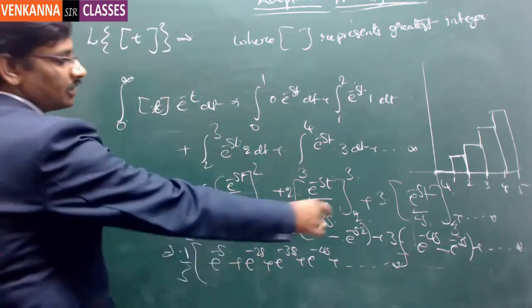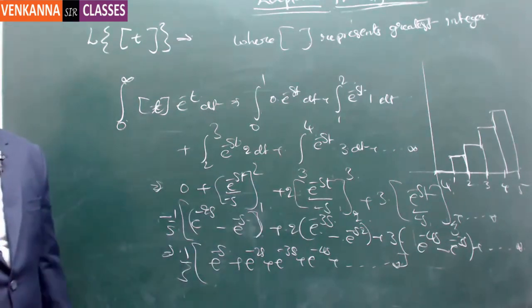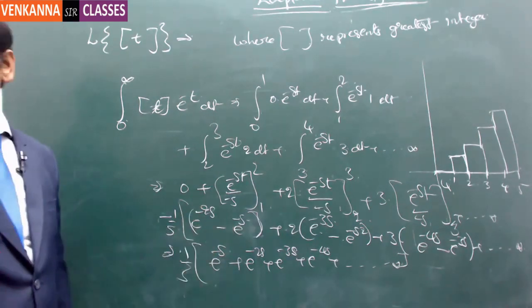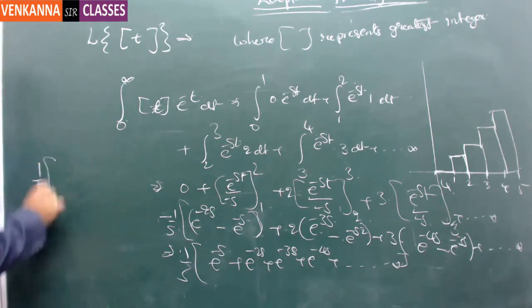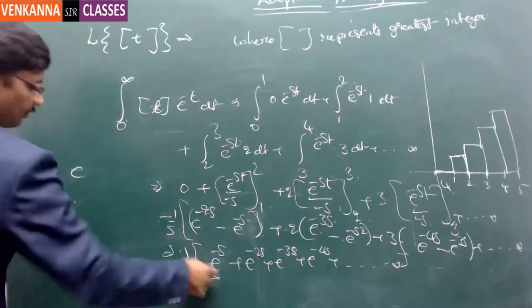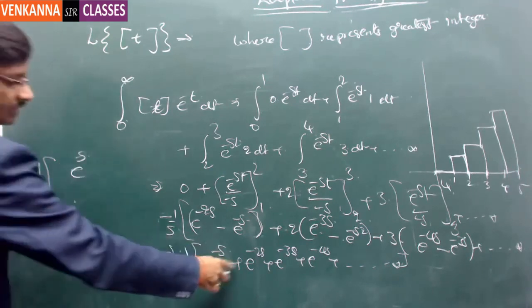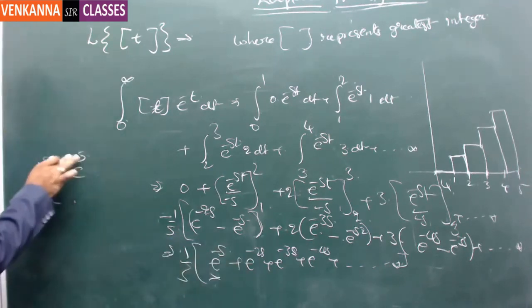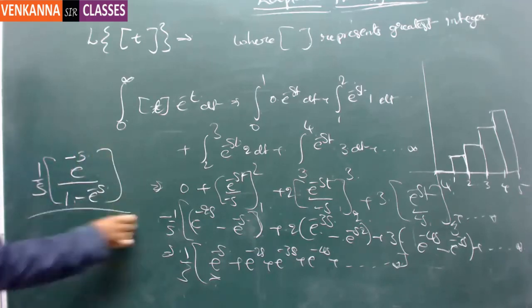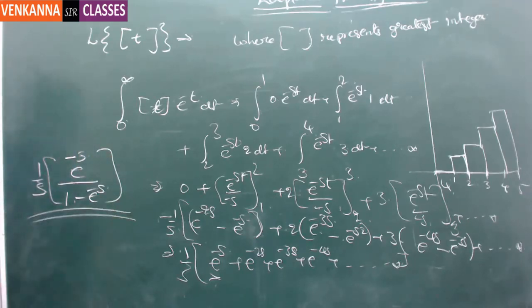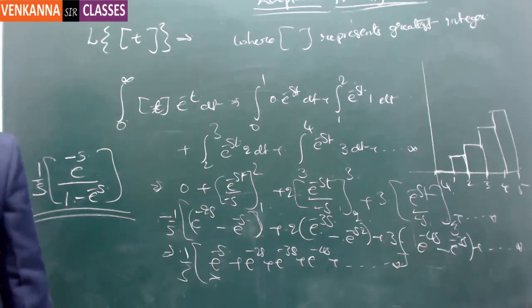Now this is a geometric progression. For an infinite geometric progression, the sum is a by 1 minus r. So 1 by s is out, and then a is the first term e power minus s, and the common ratio is e power minus 2s by e power minus s, which is e power minus s. So 1 by 1 minus e power minus s. This is the Laplace transform of it. Clear? Any questions?